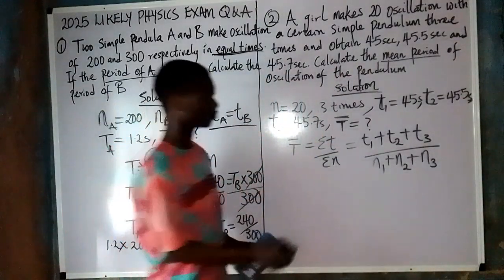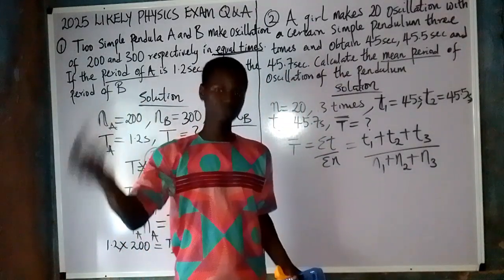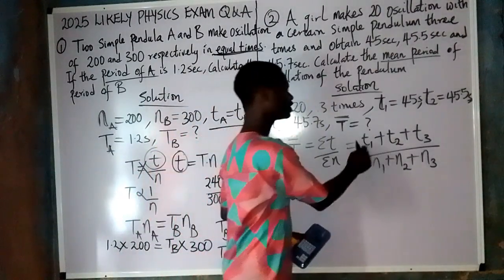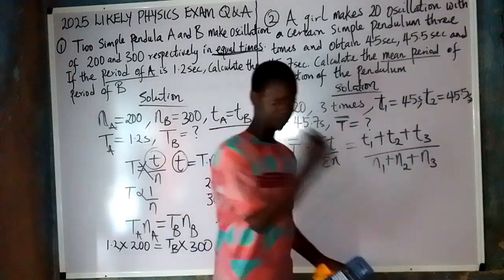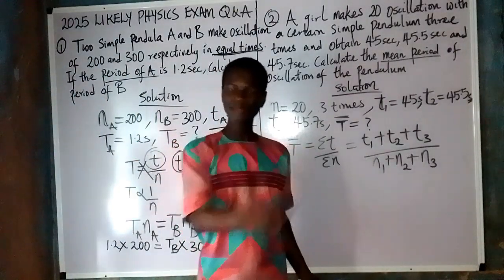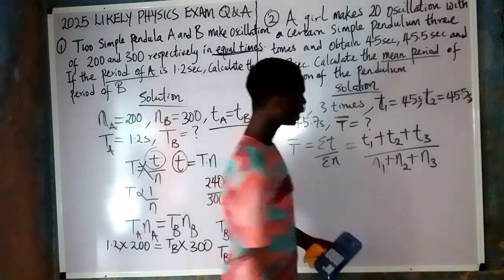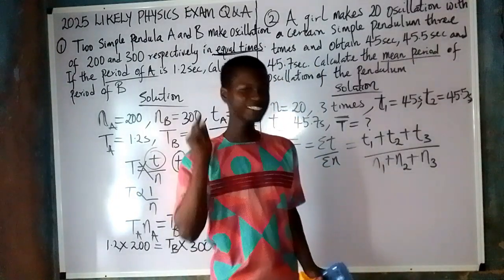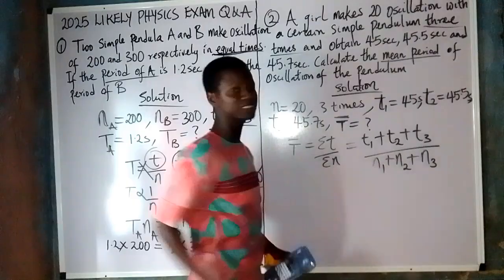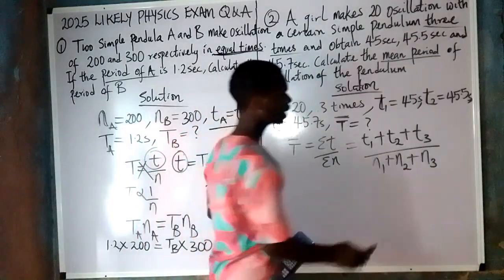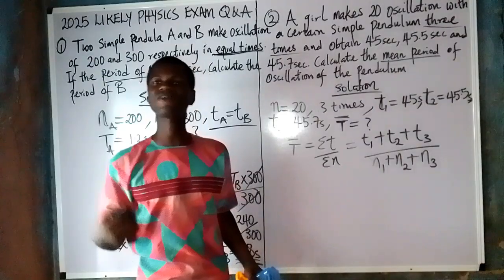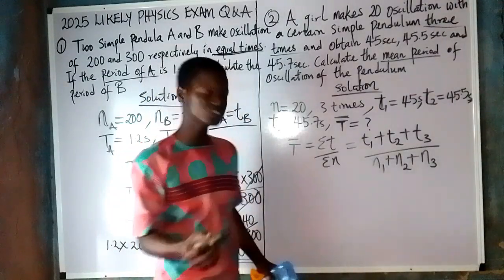Understand something. She was trying to get the mean period. So the first time she oscillated the pendulum, she had T1 and n1. The second time she repeated the experiment, she had T2 and n2. The third time she made the experiment, that's why they said 3 times, she had T3 and n3. So how do you now find the mean period if this is what we have?